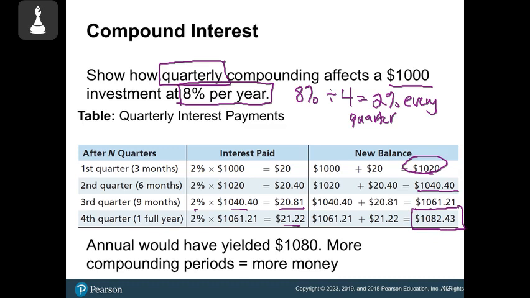Had I just done it 1 time a year, it would have been 1,000 times 1.08 to the 1 year. I just want to see that value. And that gives me this value down here, 1,080. So I earned slightly more money. It may only be $2.43, but the rule is the more you compound your interest, the more money you will end up with.